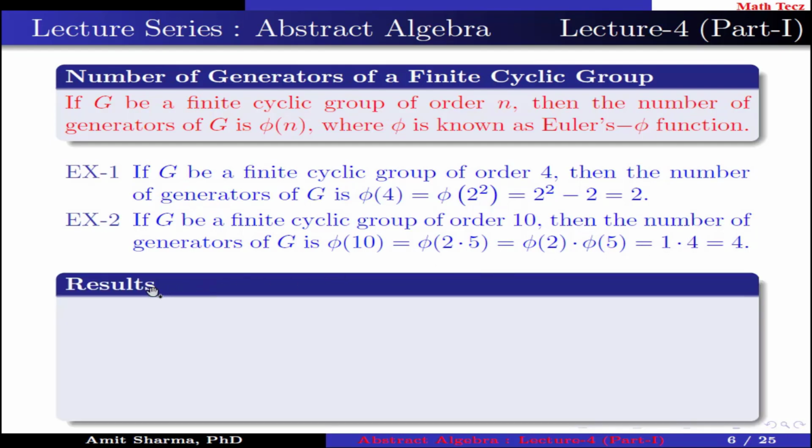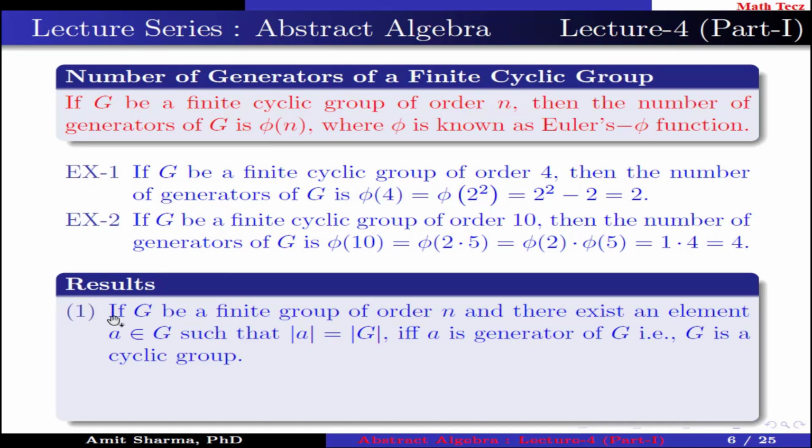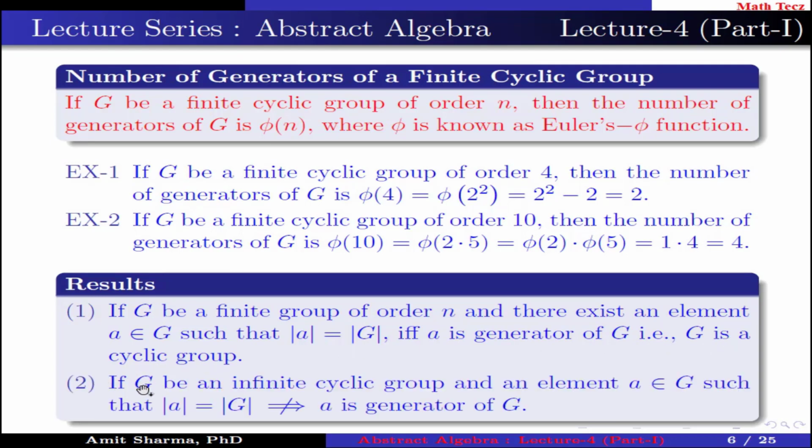Next is results. Number 1. If G be a finite group of order n and there exists an element A belongs to G such that order of A equals order of G if and only if A is a generator of G, that is, G is a cyclic group. Number 2. If G be an infinite cyclic group and an element A belongs to G such that order of A equals order of G, that does not imply A is a generator of G.